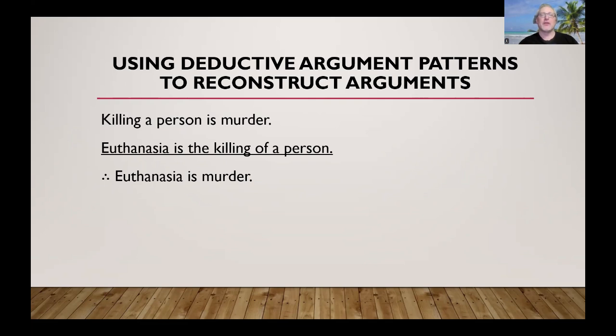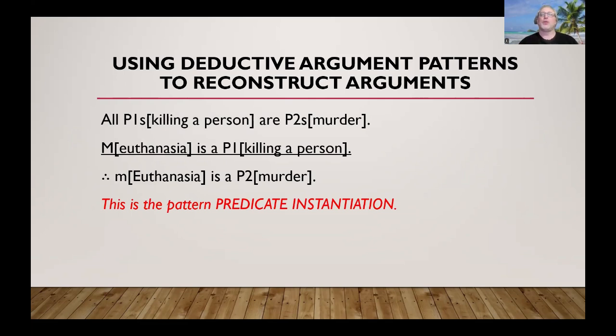It doesn't have a valid pattern because the pattern of predicate instantiation is all P1s are P2s, not just some P1s are P2s. What do you think the person in this example meant to say? Imagine if the person who said it was here, and you ask them if they meant that killing was always murder or if there were exceptions. I think that when a person normally says this, they mean that killing a person is always murder.